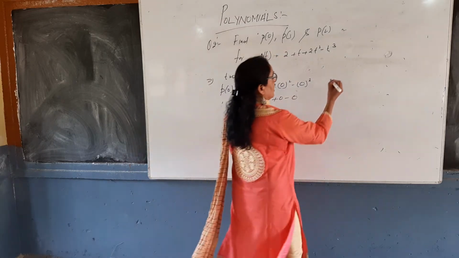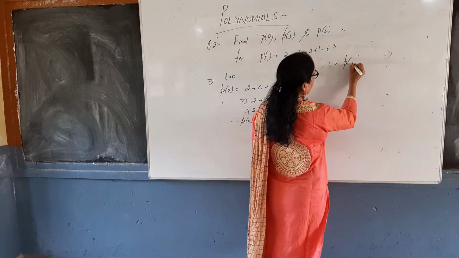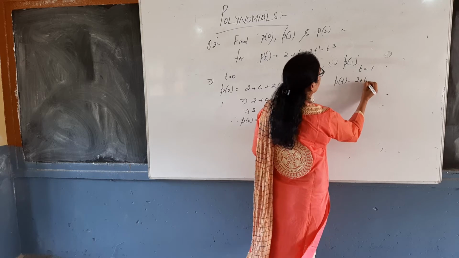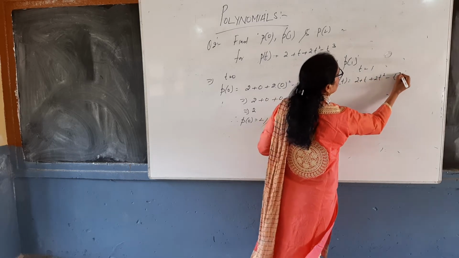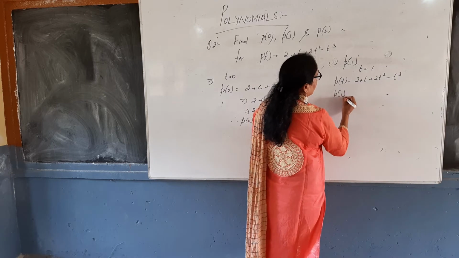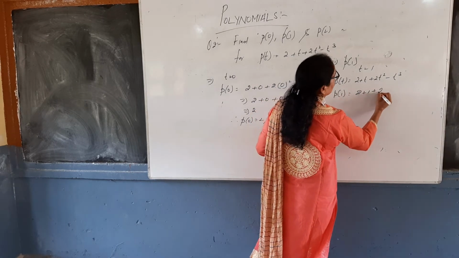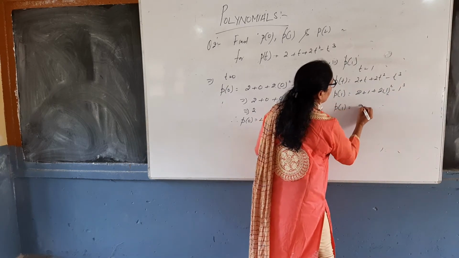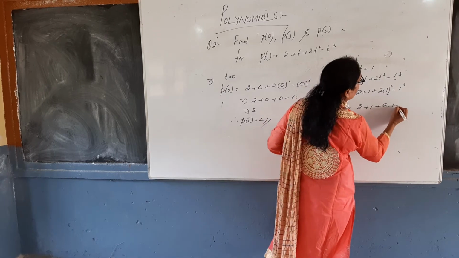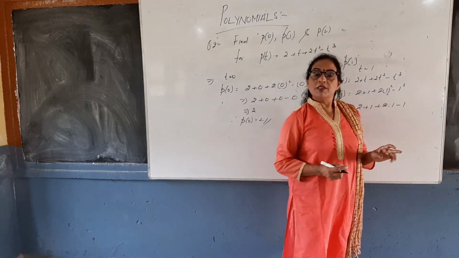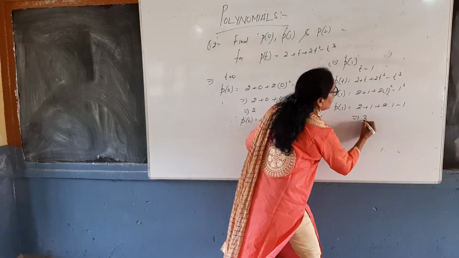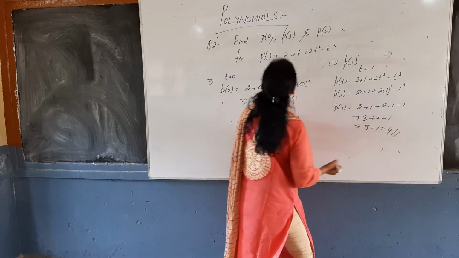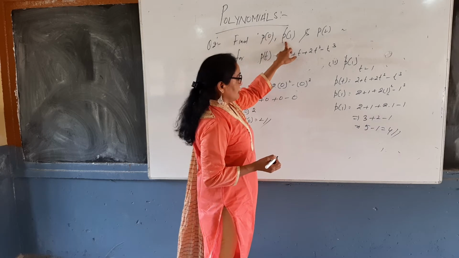Then P1. P1 means t equal to 1. So our Pt is 2 plus t plus 2t square minus t cube. P1 is 2 plus 1 plus 2 into 1 square minus 1 cube, which is 2 plus 1 plus 2 into 1 minus 1, since 1 square is 1 and 1 cube is 1. Further we get 3 plus 2 minus 1, or 5 minus 1, that is 4. So we have got the values of P0 and P1, now P2.